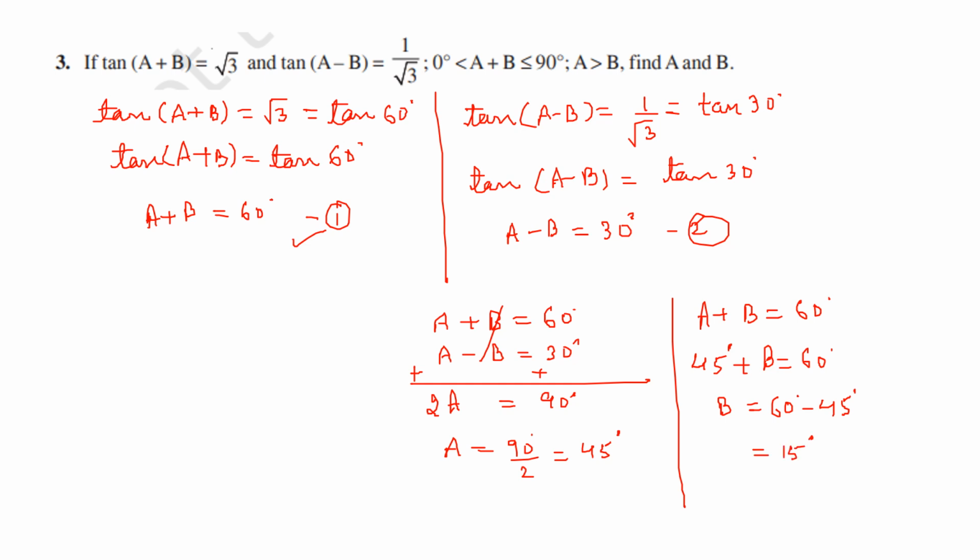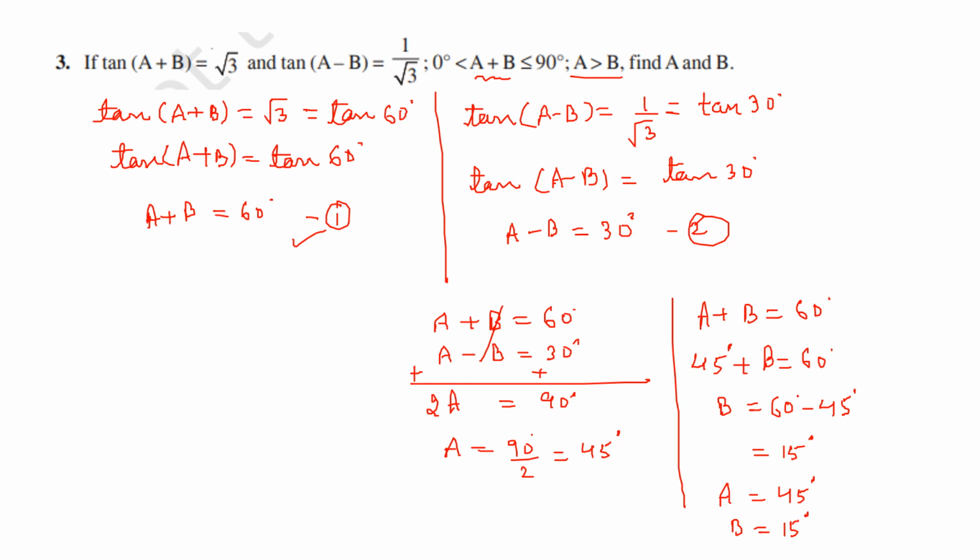So A is 45 degree and B is 15 degree, and you can see the value of A is greater than B. That's what is given in the question, right? A should be greater than B, and A plus B should lie between 0 to 90 degree. My A plus B is 60 degree, right? So the value of A is 45 degree and the value of B is 15 degree, right?